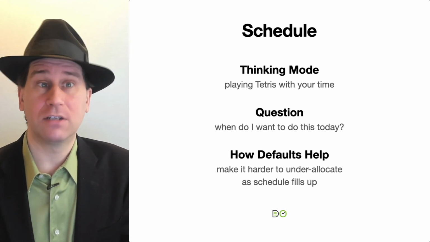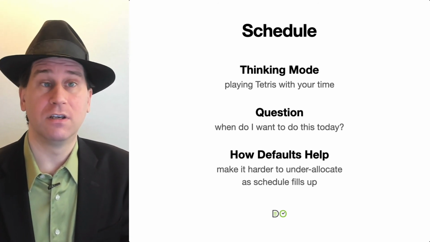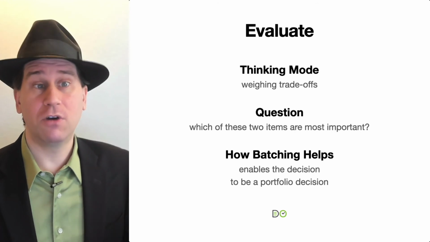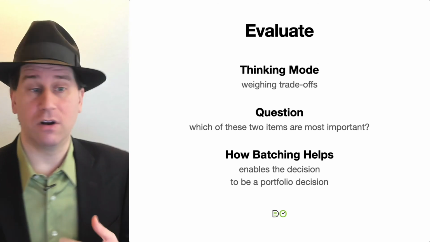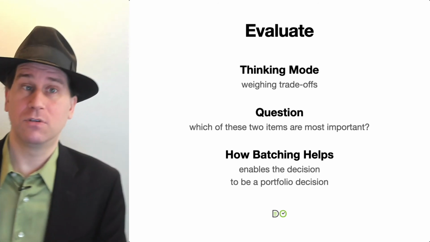So that's one of the benefits of the schedule step. So now going to the evaluate step, we've got the thinking mode here is weighing trade-offs. Which of these two items are most important?